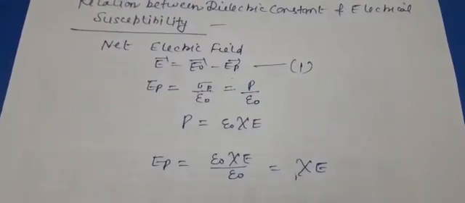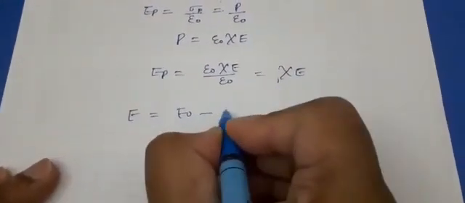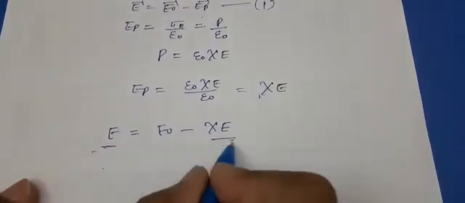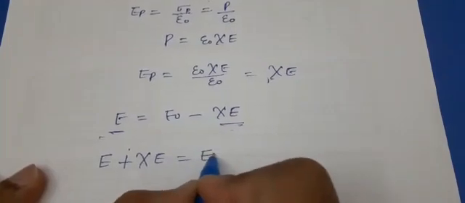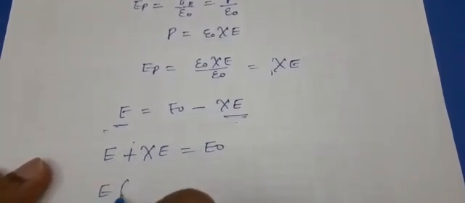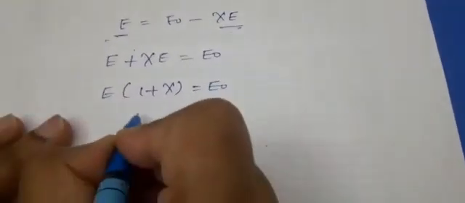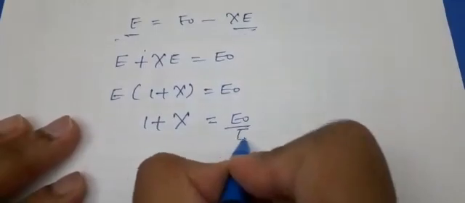So reduced field, we are taking only the values. So here it is E naught minus EP, EP is chi E. Now in these two, E is common, so we are taking it on the left side. E plus chi E is equal to E naught. So when we take E as common, 1 plus chi is equal to E naught. So now 1 plus susceptibility factor is E naught upon E.